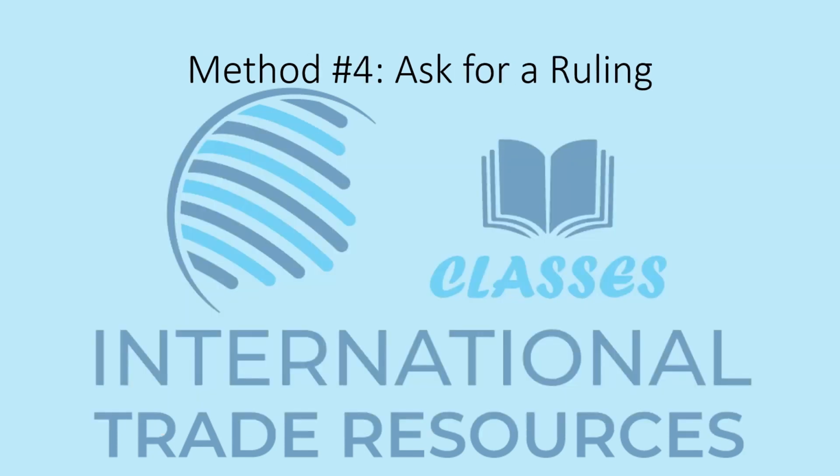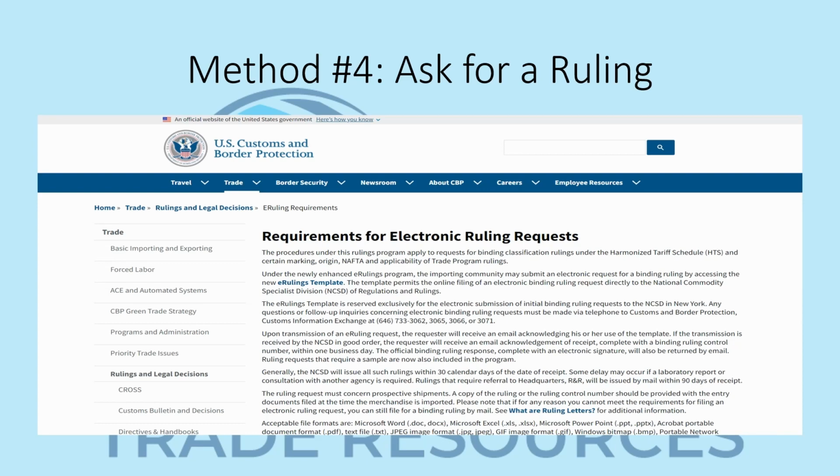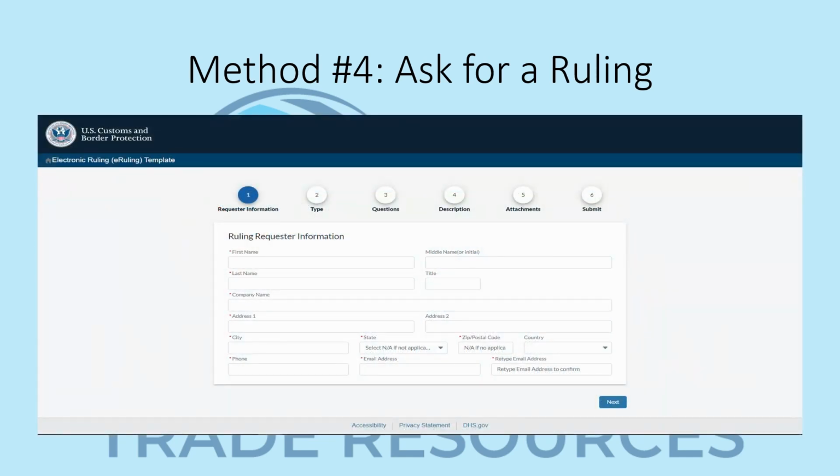And if all else fails, if you're not feeling confident, and you just want to be certain, you can ask the government for a ruling. So first thing I did was I searched online requirements for electronic ruling requests. You can find the e-rulings template. This is an online tool for getting a ruling. Here they'll have you put in some basic information, what type of ruling you're looking for, and they'll ask you some questions and have you describe the product and send them pictures.